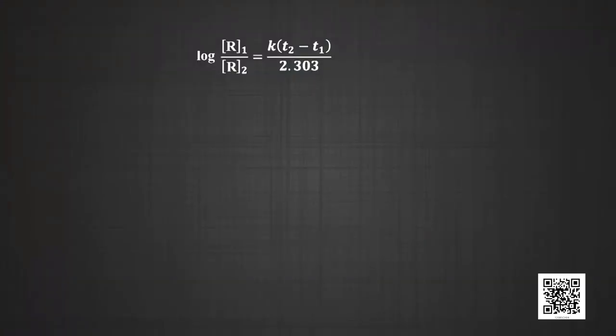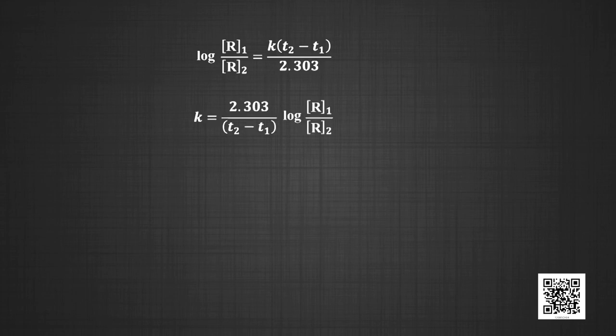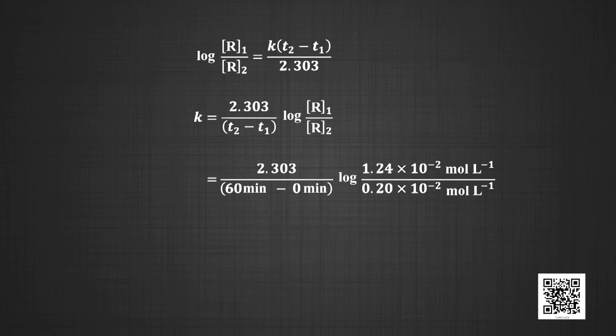For the first order reaction, we have the expression log R1 by R2 equals k(t2 minus t1) by 2.303. Rearranging the equation, k will be equal to 2.303 divided by (t2 minus t1) log R1 by R2. Putting the values, 2.303 divided by (60 minutes minus 0 minutes) log of 1.24 into 10 raised to power minus 2 moles per liter divided by 0.20 into 10 raised to power minus 2 moles per liter. After calculation, it will come out to be 2.303 divided by 60 log 6.2 per minute. The value of k will be equal to 0.0304 per minute.